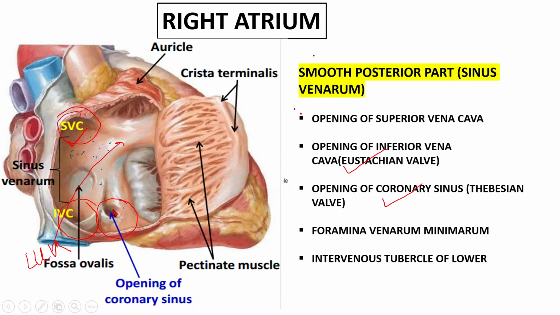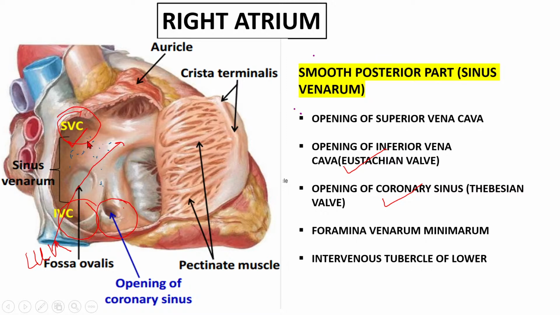The valve of the coronary sinus also has an important function: it will prevent the regurgitation of blood. Whenever the blood is returned from the whole of the heart into the right atrium through the coronary sinus, and the right atrium contracts, there is a tendency that this blood will go back into the coronary sinus, but this valve will prevent this regurgitation of blood back into the coronary sinus.